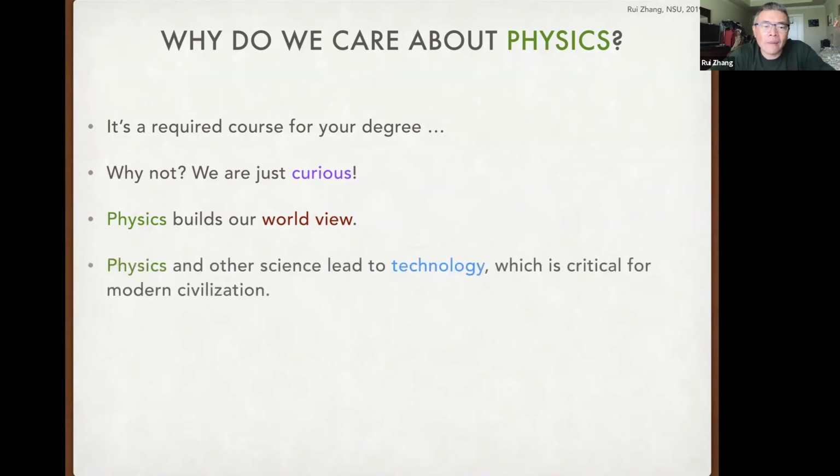And then certainly physics and other sciences lead to technology, which is critical for our modern civilization, right? See the technology we're using right now, the internet, right? Coming from essentially computers, while the computers come from essentially the semiconductor physics, the integrated circuit boards, right? And then the semiconductor physics comes essentially from quantum mechanics. So it's all built up one after another.